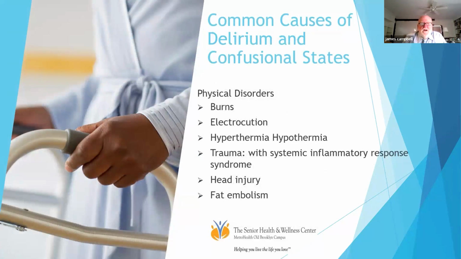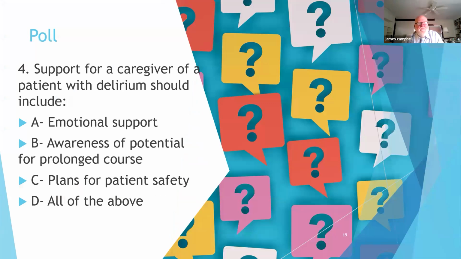So commonly causes in terms of injury, burns, electrocution, hyperthermia, don't have to worry about that yet. Hypothermia, we're out of the season of having to worry about that. Trauma with the acute systemic response. Head injury or fat embolism. Fat embolism is an unusual reality, but can occur in somebody who gets an occult hip fracture. And all of a sudden they lose some fat, it goes to their lungs and causes them to be confused.